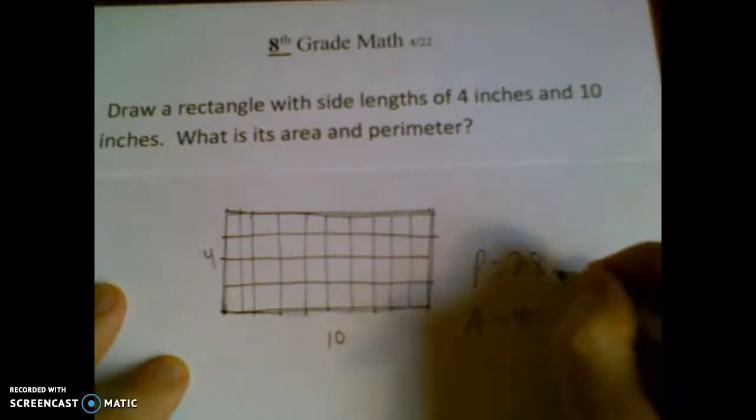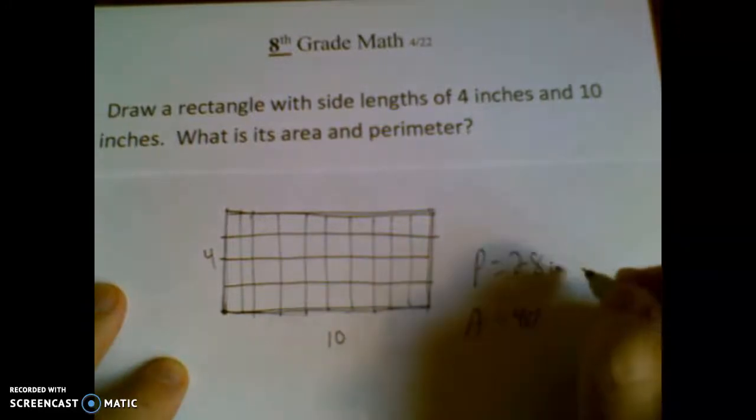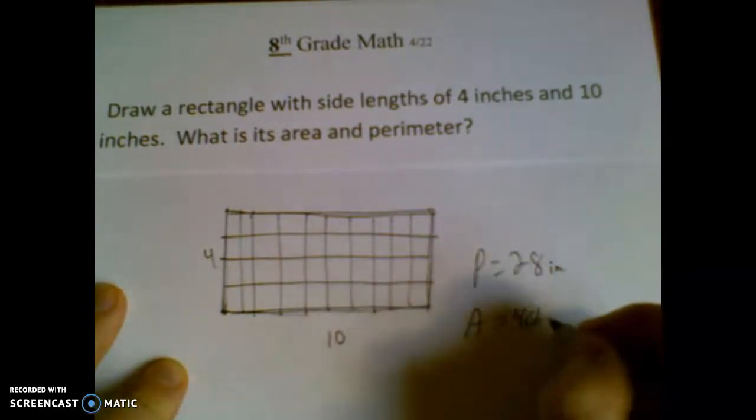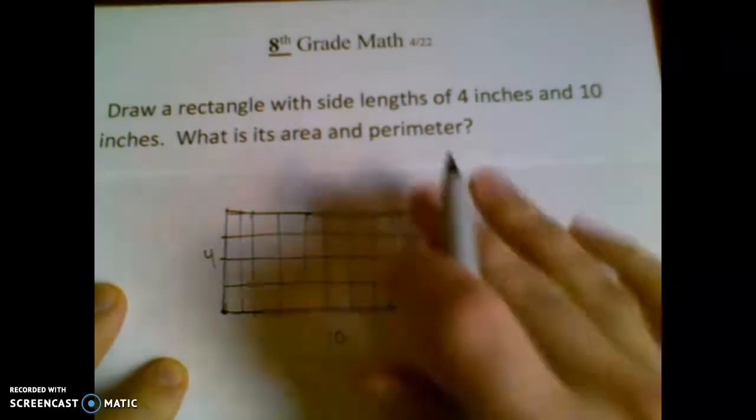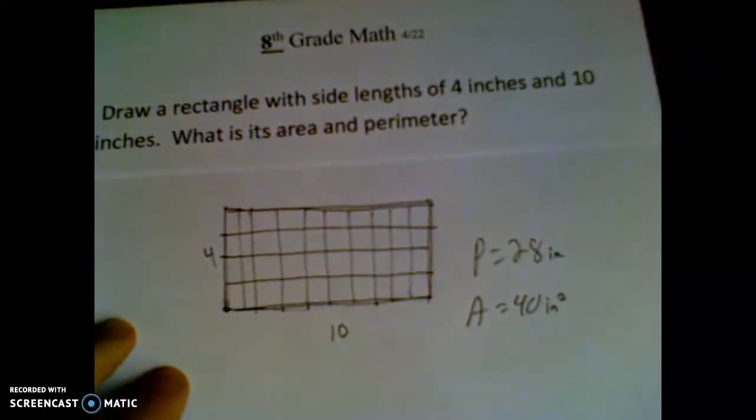And the label for perimeter is just inches. It's one dimension. Area would be inches squared because it covers a two-dimensional shape.